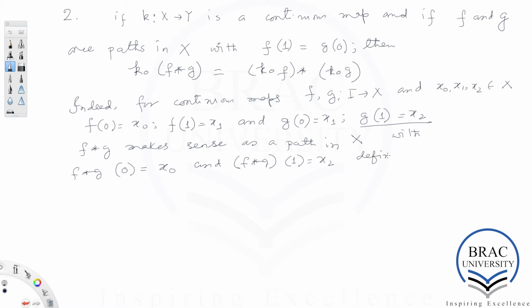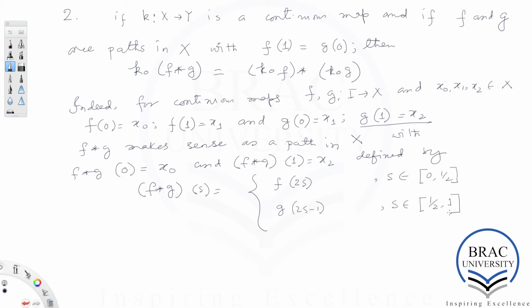defined by F star G at S. It's our old definition of the product between paths. F of 2S when S is in this interval and is equal to G of 2S minus 1 when S is in this interval. Okay, this is how we define the product between two paths, as we already know from the previous segments.